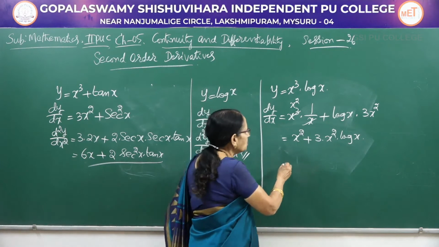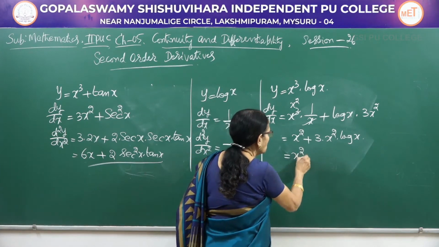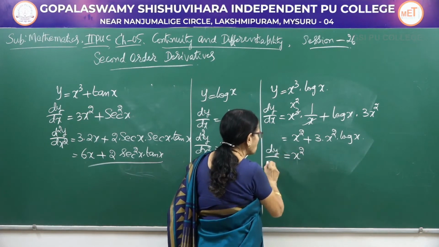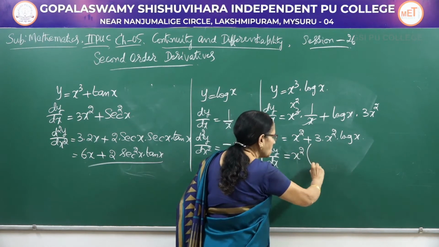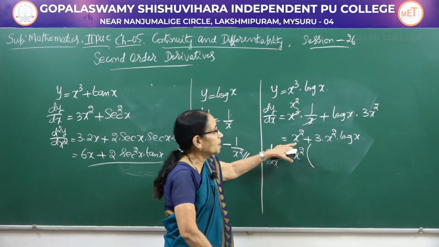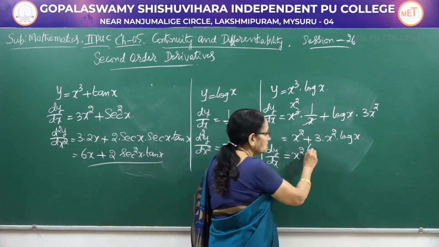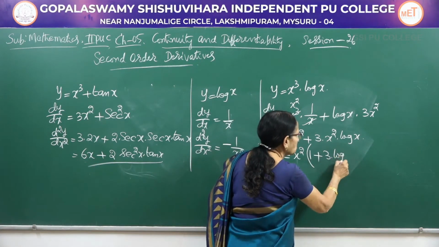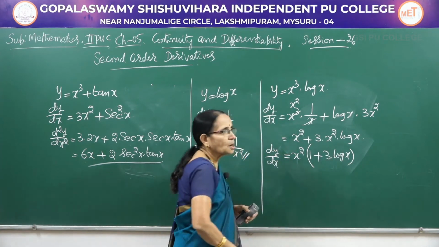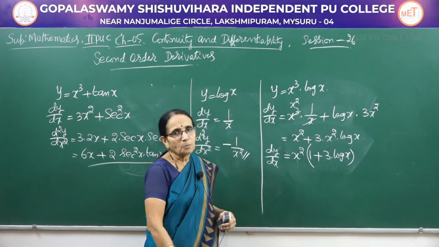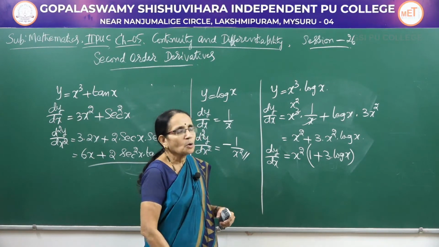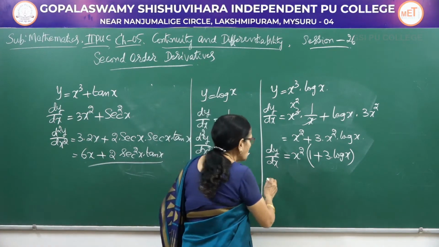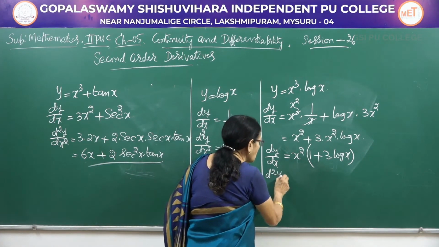Both are correct. Suppose I take a common factor here, x square. Both ways, of course, you get the same result. x square into what is remaining? 1 is there. x square, 1 is the coefficient, plus 3 into log x. You observe that again we got a product here, x square into 1 plus 3 log x. Now let us go for the second derivative.